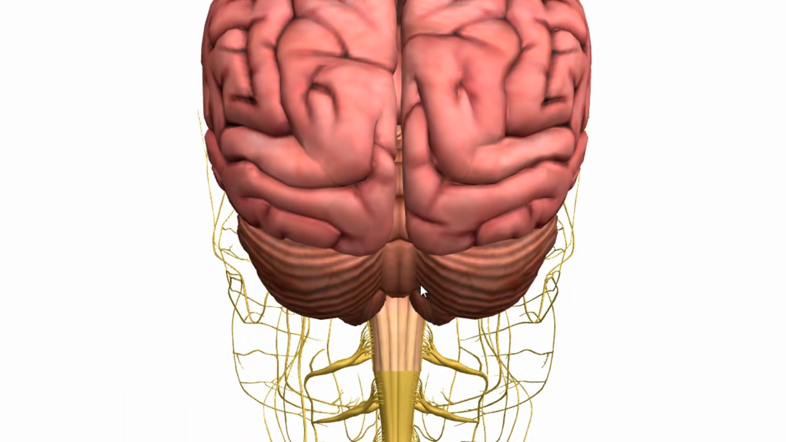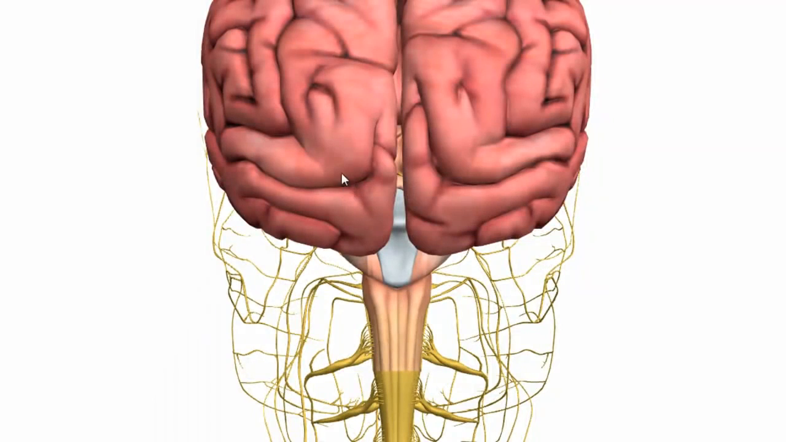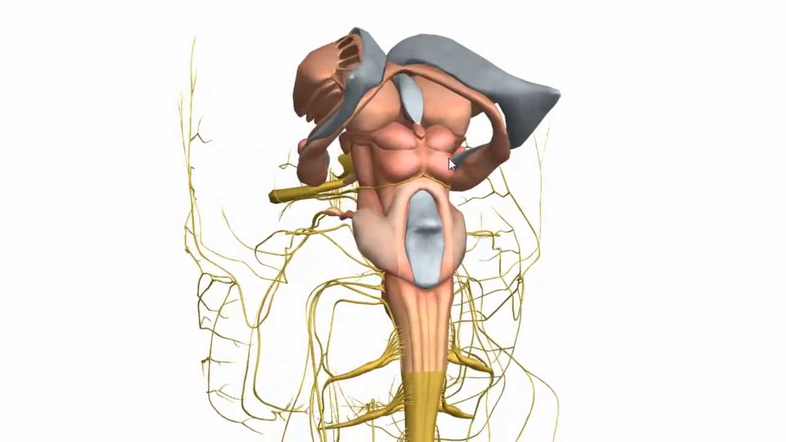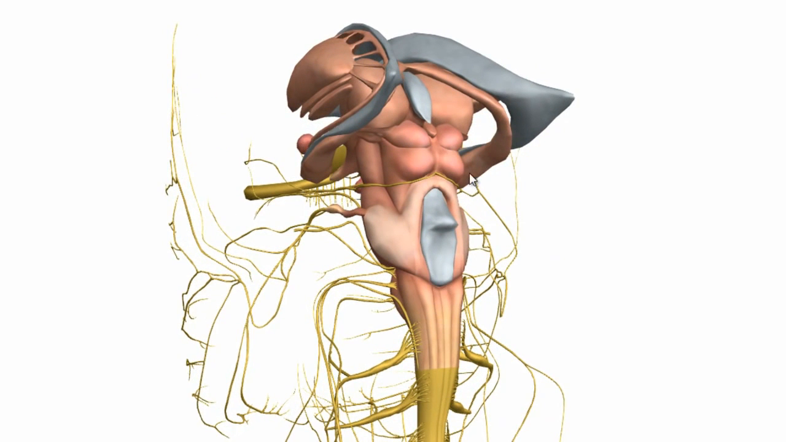If I remove the cerebellum, and I'll remove the hemispheres as well, we can see the midbrain here, and you can identify it by the colliculi. So that's the midbrain sitting, and this is the dorsal surface of the brainstem.